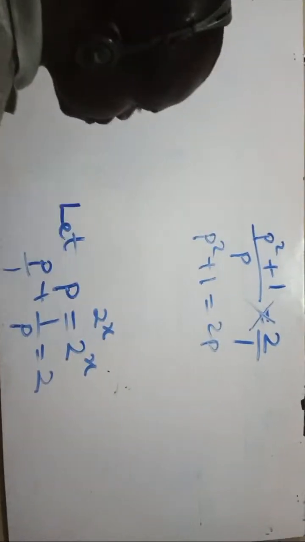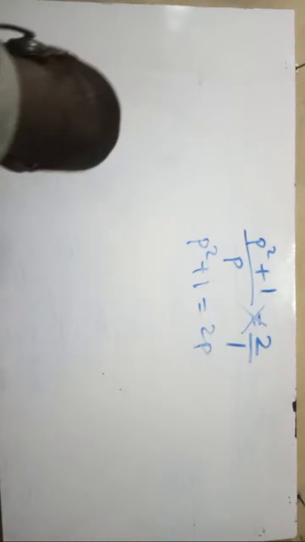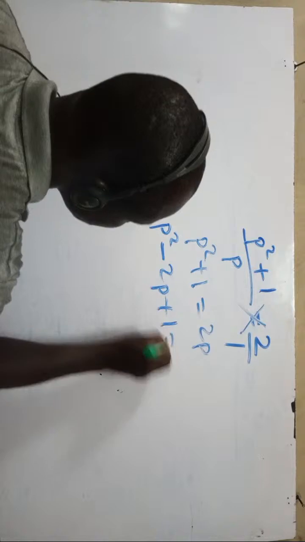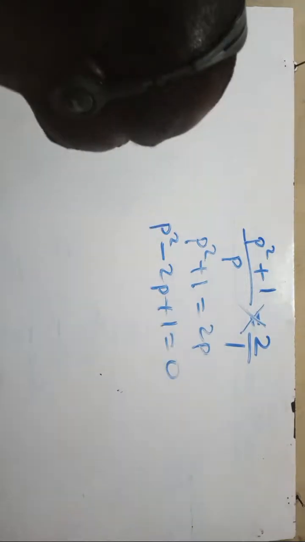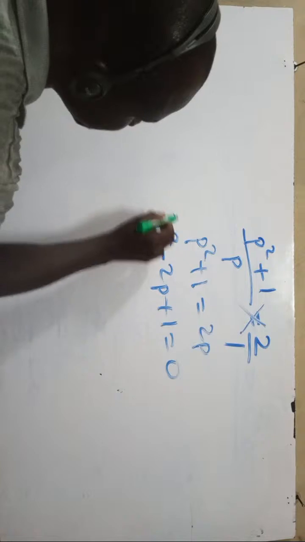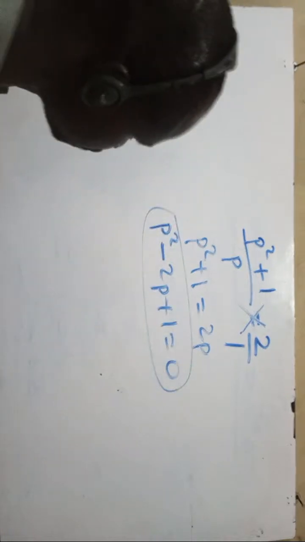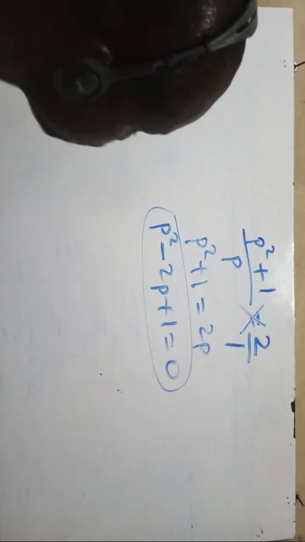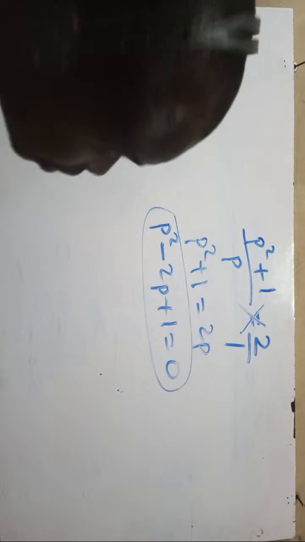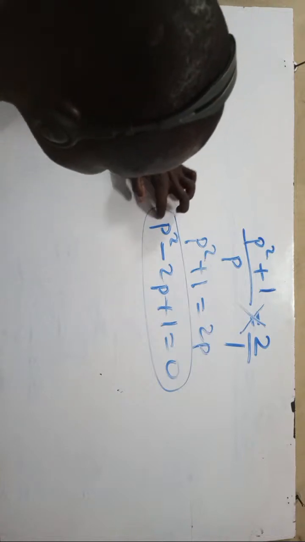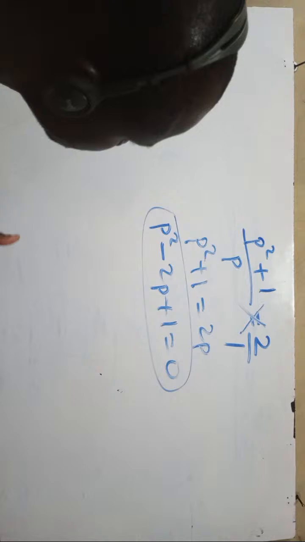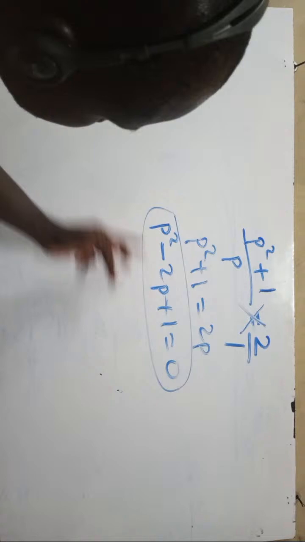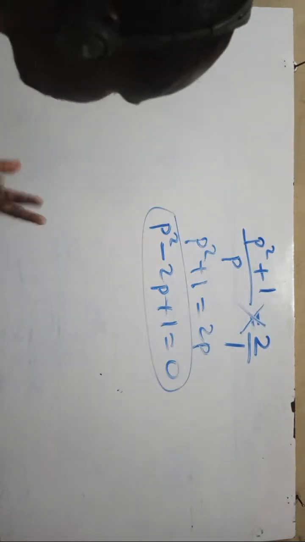I will bring everything to the left-hand side so that I can have 0 at the right-hand side. So I'm going to get p squared minus 2p plus 1 equal to 0. And as we have it on the board, what we have here now is a quadratic equation. And if you have a quadratic equation, of course, we know that we have about 3 methods if you want to solve it without using a graph. Once we arrive at this point, you apply the factorization method, the formula method, or completing the square. But when we look at this equation now, it is factorizable. We can actually factorize it.